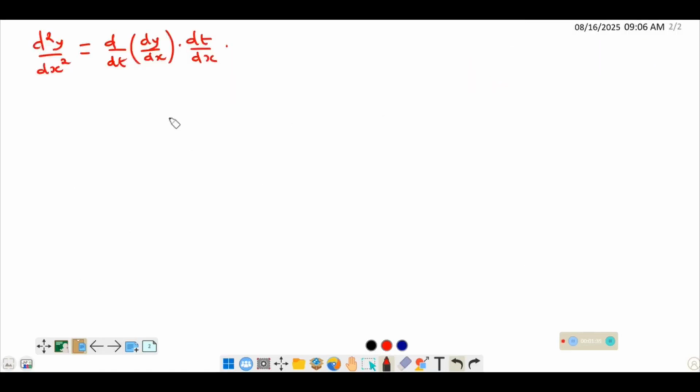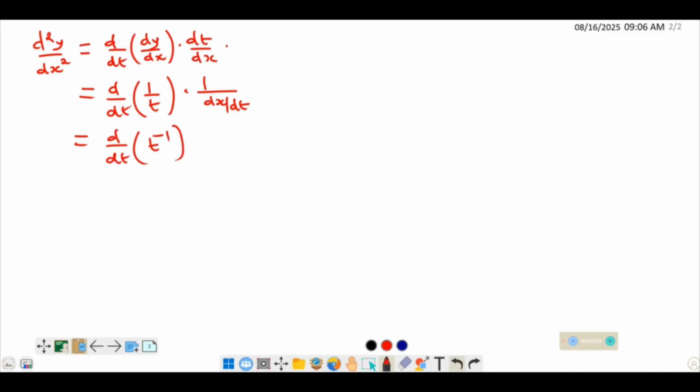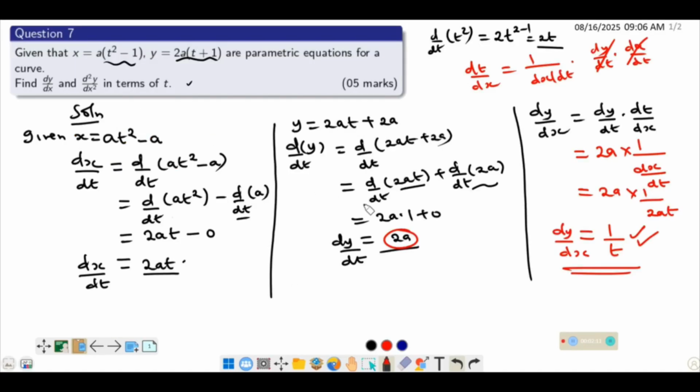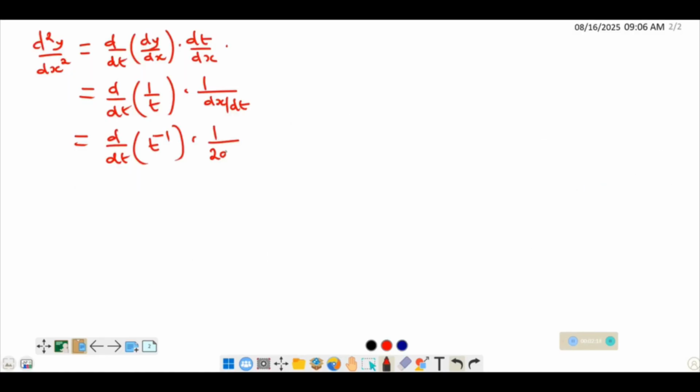So what is dy/dx? We already have dy/dx as 1 upon t, and then we are multiplying by dt/dx. As I said, dt/dx is the same as 1 upon dx/dt. So we shall substitute for that: d/dt of t to the power negative 1, since 1 upon t can be written as t to the power negative 1, then times 1 upon dx/dt. What is dx/dt? dx/dt is 2at, so we substitute 2at here.